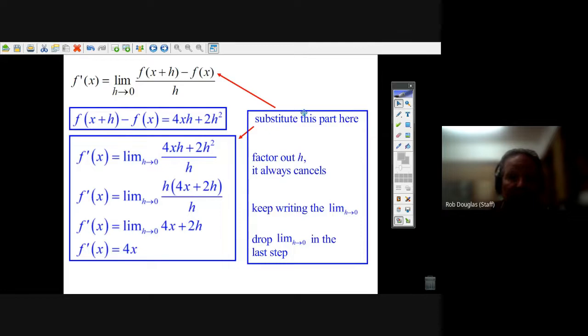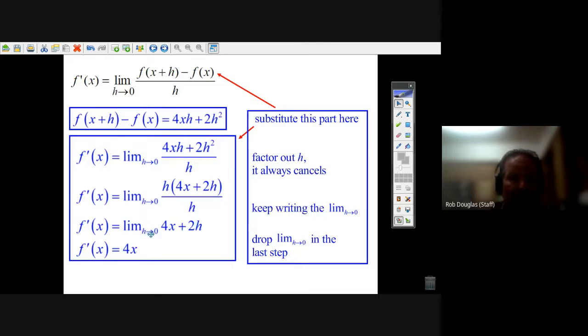You substitute that part right into the top, and now you write down f prime of x, the derivative, is equal to the limit as h approaches 0 of 4xh plus 2h squared, and you always have h in the bottom. Then you always do this. You factor out h. H times 4x, h times 2h is the 2h squared. The h's always cancel, and you get to your last step where you're writing limit, 4x plus 2h.